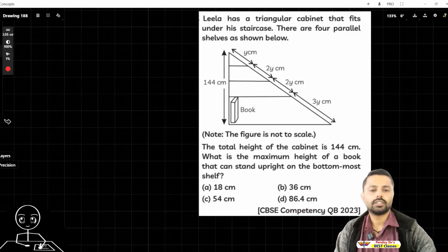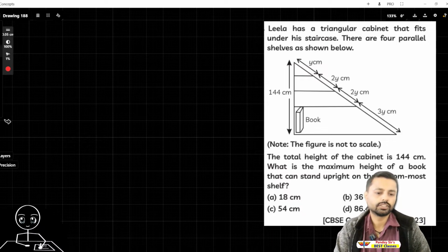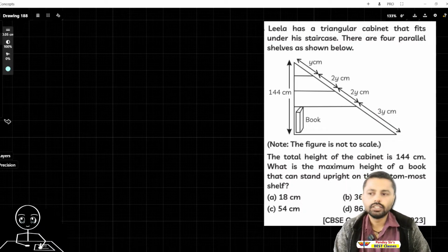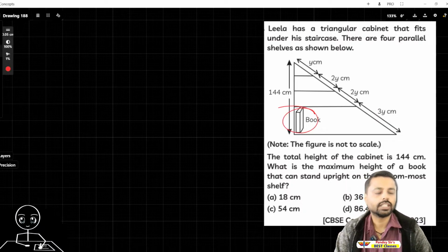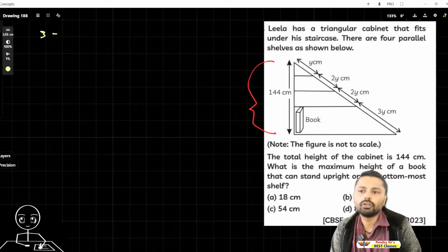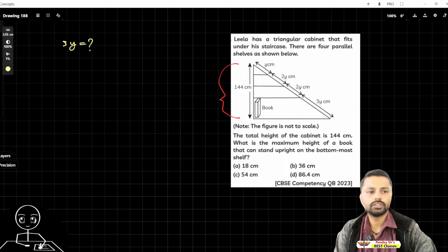So I'm going to start it directly. You should also think. You can pause the video here, or you can just try by yourself. So I'm already doing it. We need to find the largest size of the book that can fit over there. Okay, this total is given as 144. So they are asking what should be the value of 3y. 3y equal to how much? That we need to find out. Okay, let's just do it.